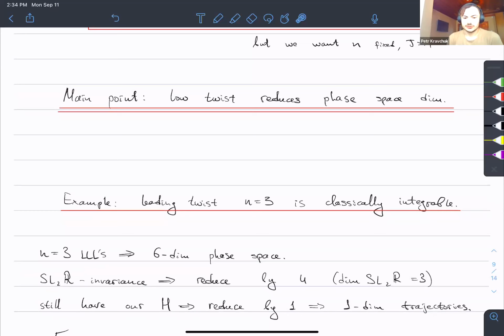And so you're left with 2 phase space dimensions. And of course, you still have your Hamiltonian. So if you use conservation of energy, you reduce by 1 more dimension, and then you get 2 one-dimensional trajectories. And so there is nothing chaotic which can happen to the 3-body problem in these very special configurations, near these very special trajectories, which are at the lowest twist in this language.